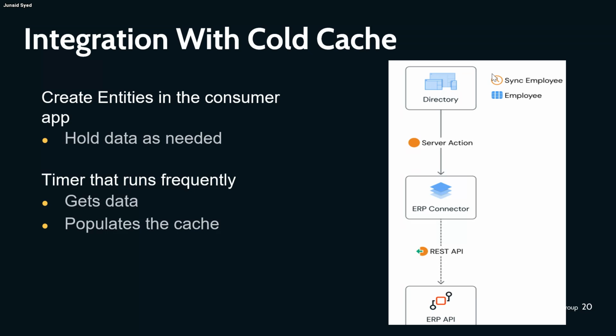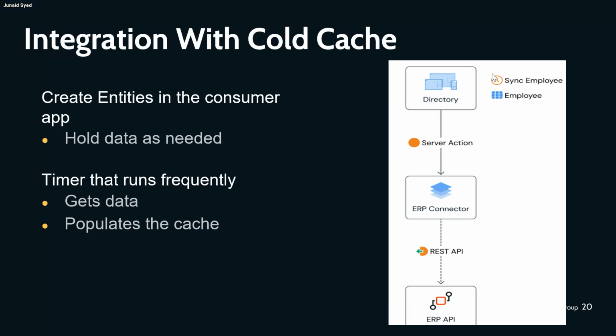Here we see that there is a directory application, which is connected to an ERP connector through a server action, and then the ERP connector is connected to an ERP API. Now there is a timer in the consumer's entities. So there are entities again like this. Let's say this employee is one of the entities in the directory application, and there is a timer running to sync the information from the third party system.